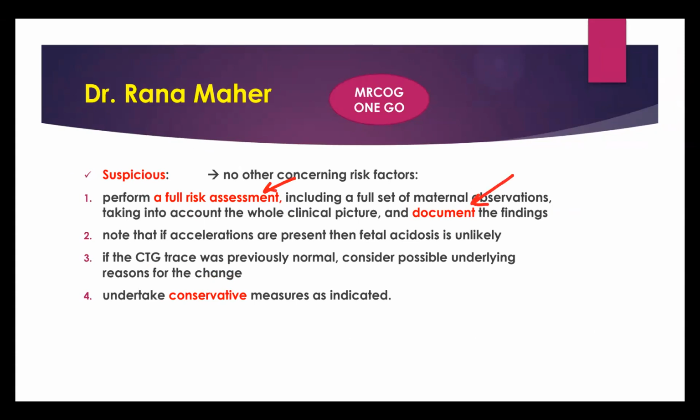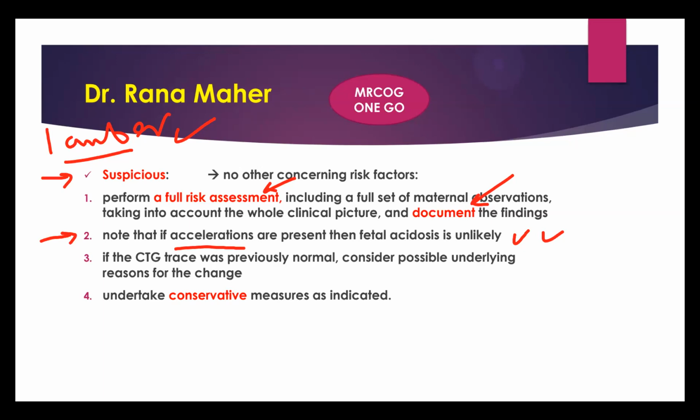Note that if acceleration is present, then fetal acidosis is unlikely. But as we mentioned, if the acceleration is not there, no problem. But with this sentence here, because suspicious means 1 amber, so if we have 1 amber and we have accelerations present, fetal acidosis is unlikely. So it's like a reassuring feature here for me.